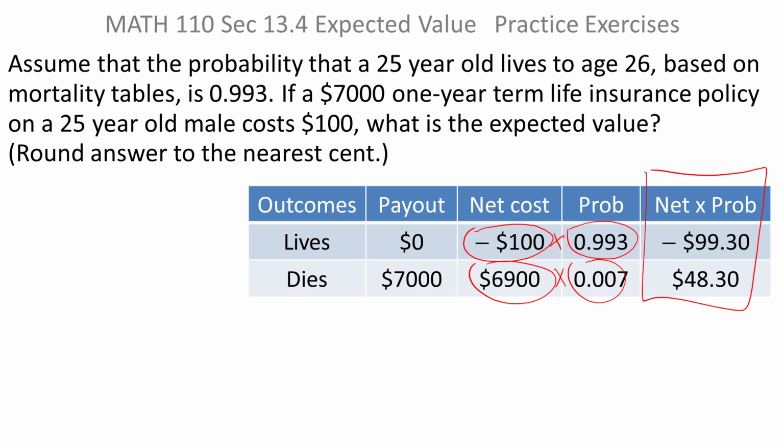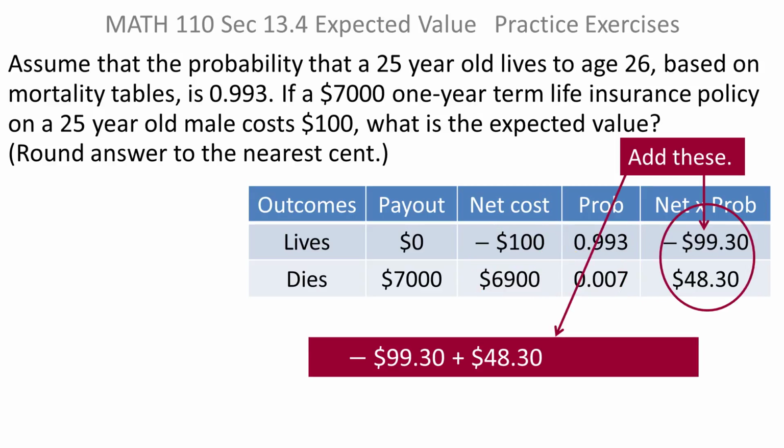And that fills out the last column in the table, and the last step, as always, is to add up those products. So if you add negative 99.30 and 48.30, you end up with negative $51. So the expected value is negative $51, rounded to the nearest cent.